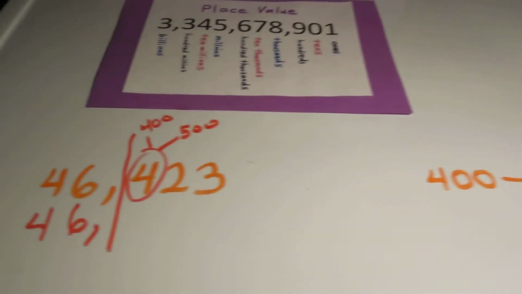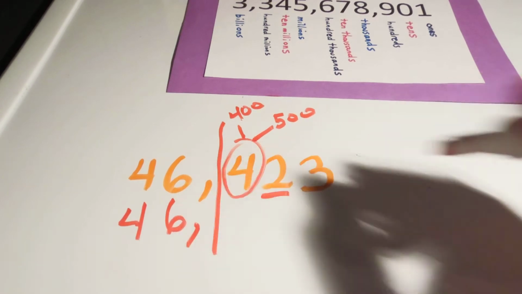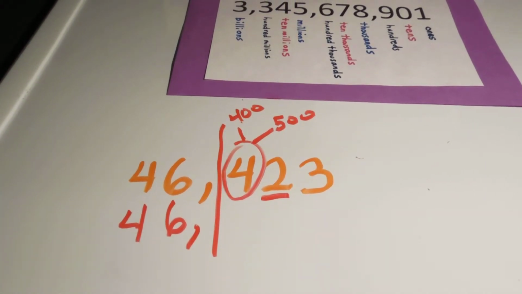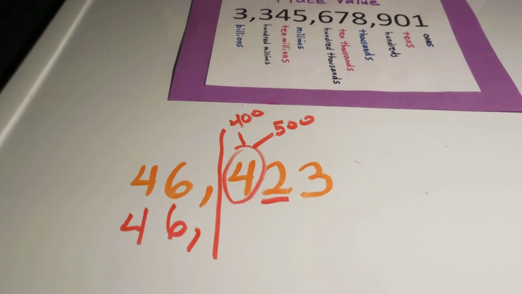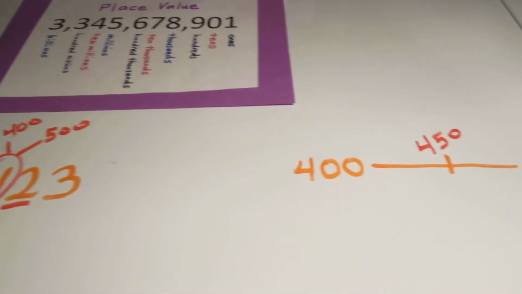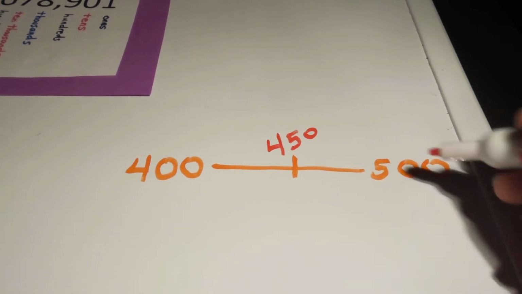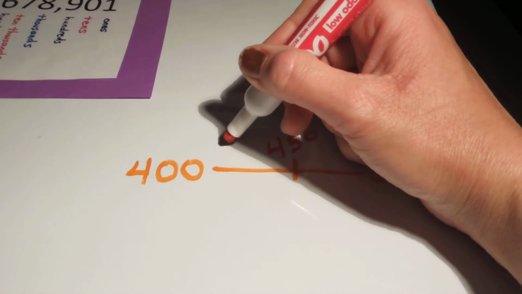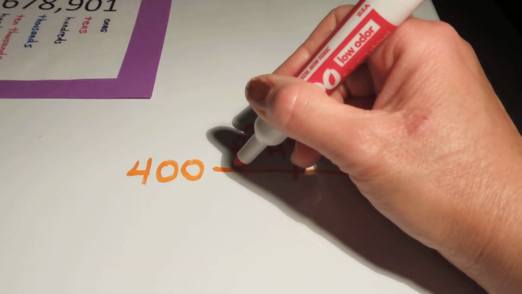Now, let's go back to the number. Let's look to the neighbor on the right. 2 is on the low side. If a number is 5 or higher, you round the number higher. If it's 4 or lower, you round it lower. So let's go back to the number line. 423 is less than 450. So it falls about right here on the number line.